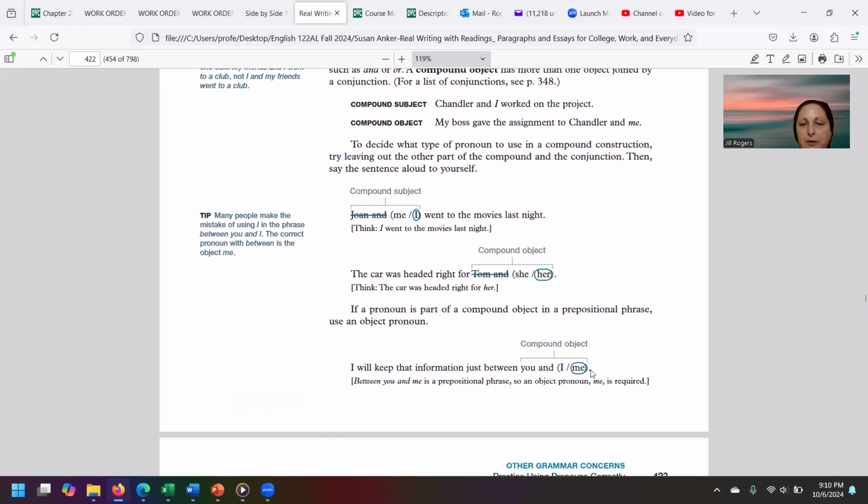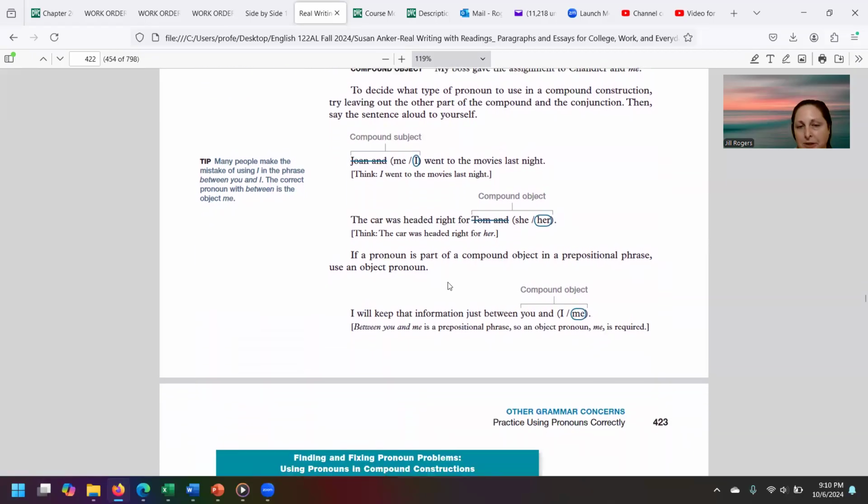Great. So if a pronoun is part of a compound object in a preposition, use an object pronoun. Okay, so what does this mean? Let's go slowly again. If a pronoun is part of a compound object in a prepositional phrase, use an object pronoun. "I will keep that information just between you and me." Between is the prepositional phrase, and "you and me" is a compound object in a prepositional phrase. Between you and me. So we need to make sure that "me" is required.